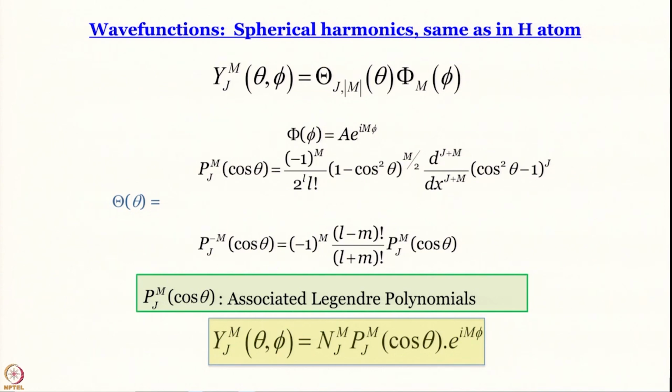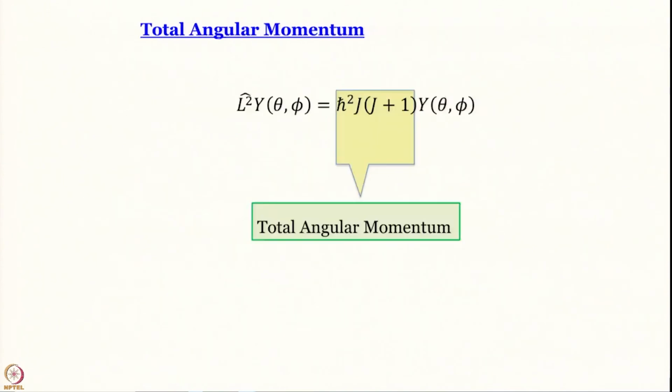The theta dependent part is basically a constant multiplied by an associated Legendre polynomial in cos theta. That is what it is. So, the theta dependent part is a polynomial, and the phi dependent part is an imaginary exponential factor. Now, what happens when we try to find the energy?